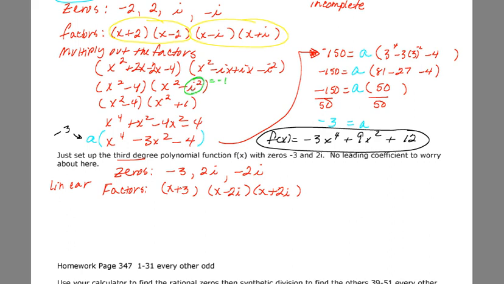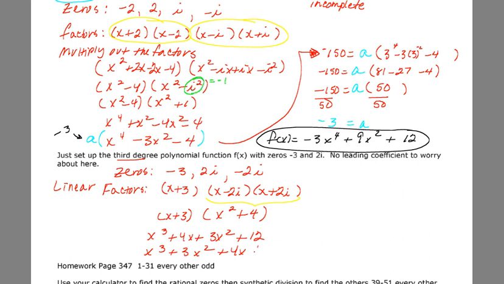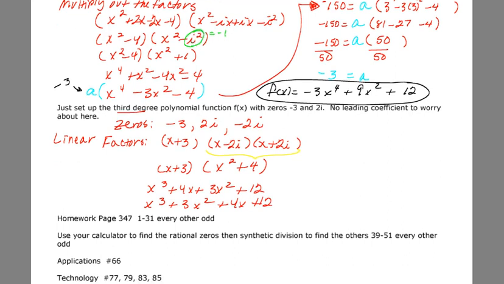Remember, from the zero to the factor, the signs change. Well, with those linear factors set up, we can now multiply out our factors. Always do the imaginary pair first. We'll come back with the x plus 3. So the x minus 2i times x plus 2i will give me an x squared plus 4. Then if I finish multiplying that out, I'll have x cubed plus 4x plus 3x squared plus 12, which I would prefer to have in descending powers, to look something like that. When you don't have to find the coefficient up front, it's a little bit easier. That would be our polynomial function that has this list of zeros.